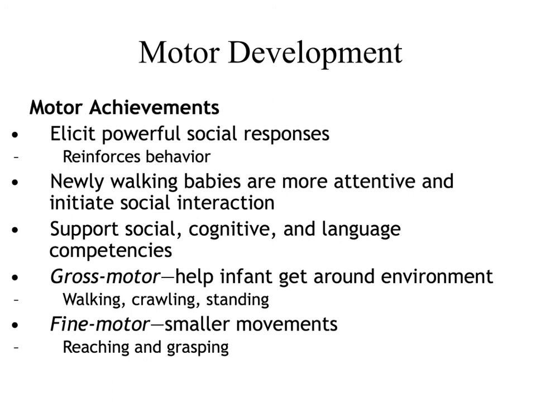So newly walking babies are often more attentive and initiate social interaction, and this of course allows them to have strong social bonds and circles, which may allow them to polish their cognition and thought process, as well as their ability to communicate in verbal language. Please note also that gross motor skills are basically those that help an infant get around environments, such as walking, crawling, and standing, and fine motor skills are smaller movements, such as reaching, grasping, or buttoning up your shirts. As adults, you may be able to button up your shirt with one hand or two, but children initially do not have the fine motor skills sharpened, and it is brought forth again through stimulation and through exposure.